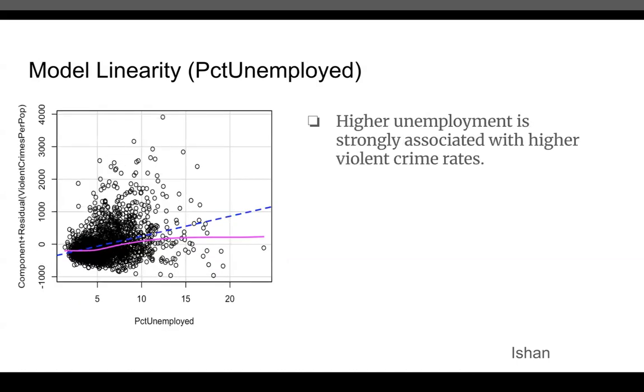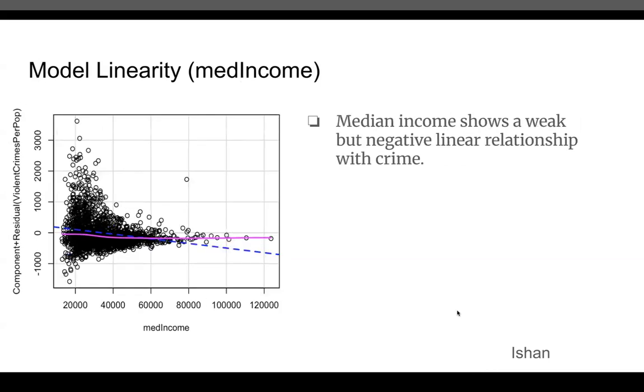Moving on to the next variable, we see the percentage that are not employed. Here, this also has a strong association with violent crime rates, and it mostly grows linearly as the percentage unemployed increases. And moving on, we also looked at median income. Here, there was a negative relationship, which basically means as median income increased, we saw a reduction in the crime rate, which makes sense because as we increase income, crime rate is supposed to be reducing.